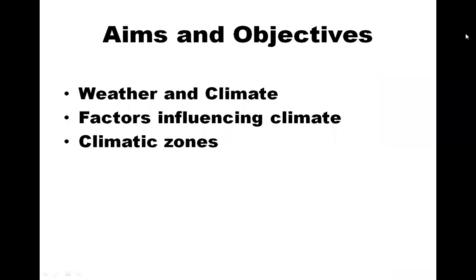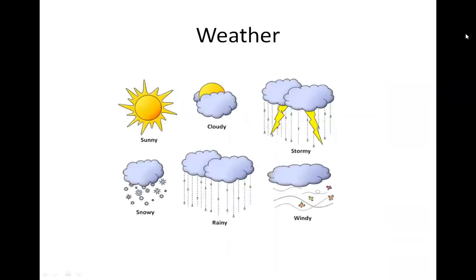The aims of this lesson are: in this chapter, we will learn about the difference between weather and climate. We will learn about the factors influencing climate of a place and about the three climatic zones of the earth. Let's start with weather. What is weather?